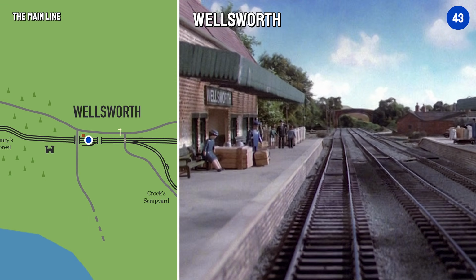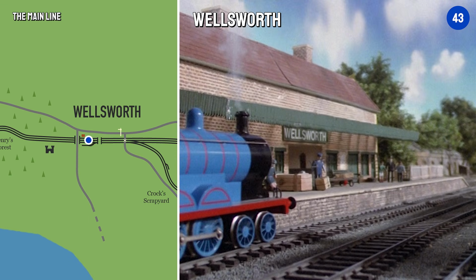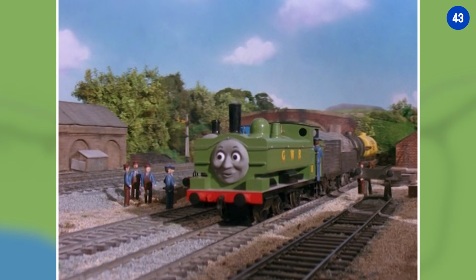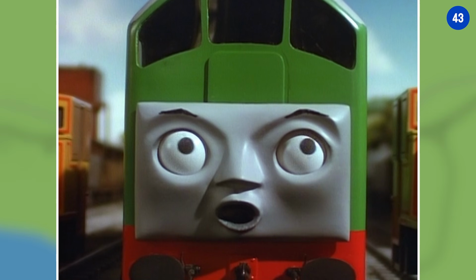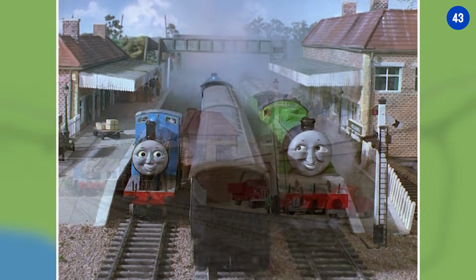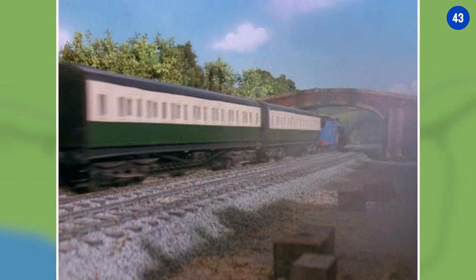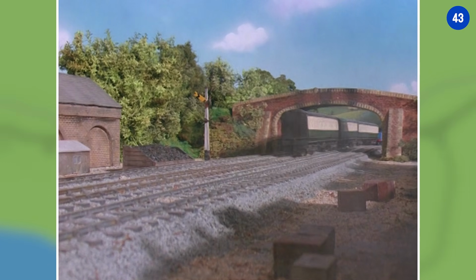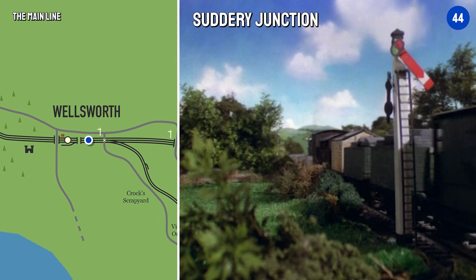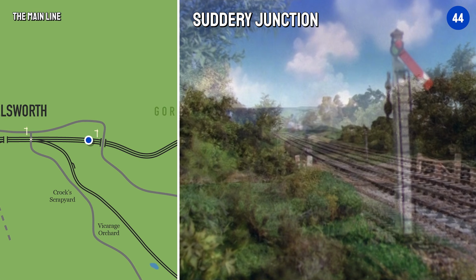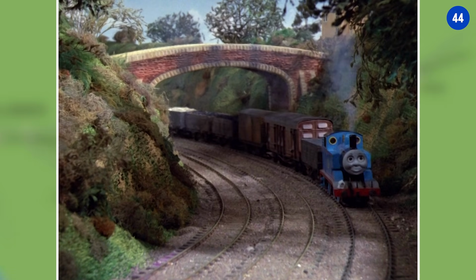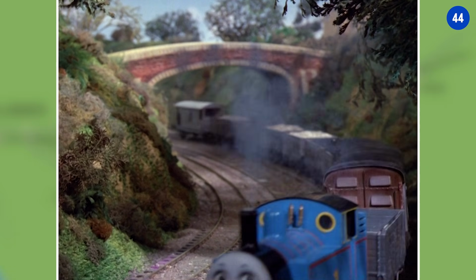We then enter Wellsworth, the junction station for Edward's branch line. There's a small station yard here, and it was here that Bill and Ben played their trick on Boko. Wellsworth does switch directions after Season 1, but we'll just write that up to set inconsistency. Heading along the main line, we cross over the level crossing right before Sudbury Junction, and begin the ascent up Gordon's Hill. Gordon's Hill is made up of a series of curves and winds.